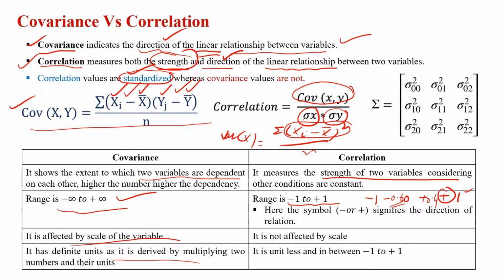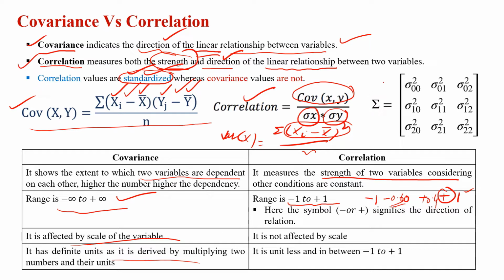I hope you got the idea regarding the covariance and the correlation. Because correlation is using the standardized value, they are not unit-focused. So they will provide us an answer between -1 to +1, which is unitless. That indicates the strength between the two variables as well as the direction between the two variables.